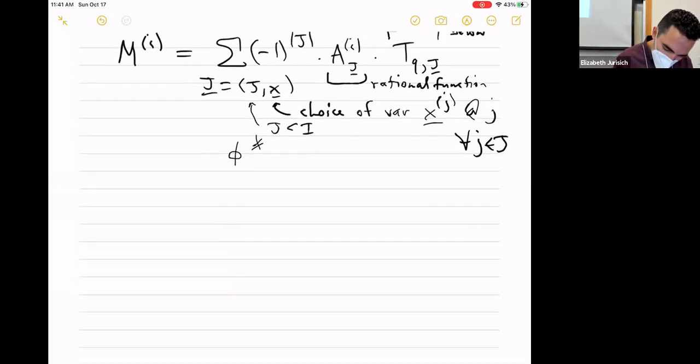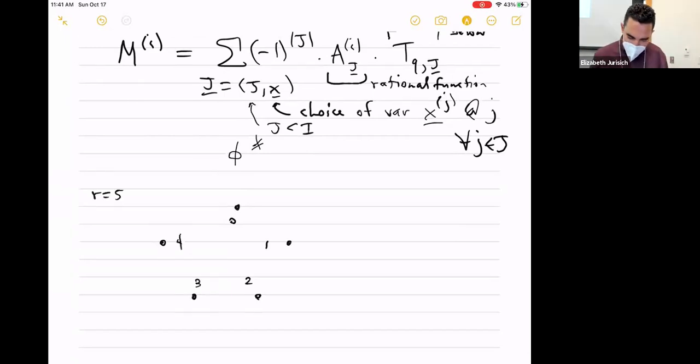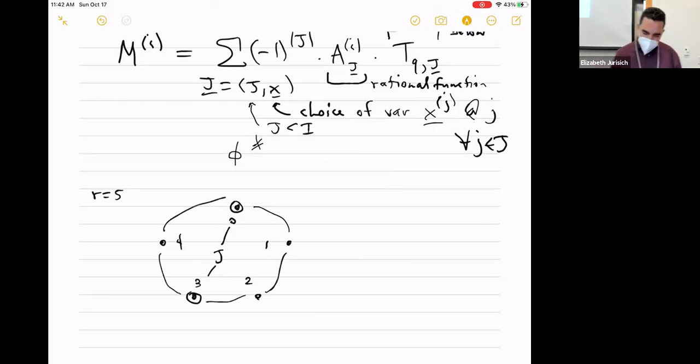So here's a typical kind of example. Let's say I have 5 vertices: 0, 1, 2, 3, 4. So r is 5. And let's say my J is going to be, I'm going to choose this one and this one. So I'm choosing a subset. I'm going to choose vertex 0 and vertex 3, a non-empty subset. And this is all part of this cyclic quiver. I'm not considering the framing. But let me erase that. It's getting a little too cluttered.